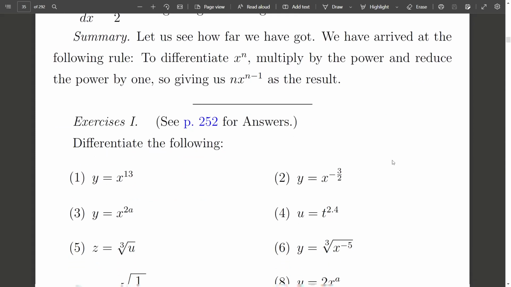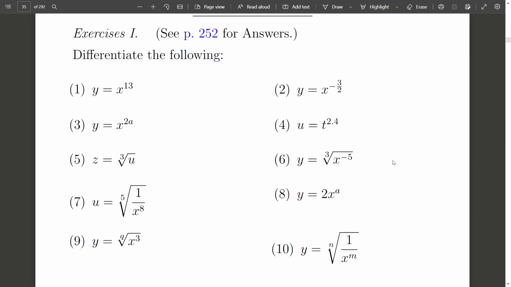Exercises. Answers shall be displayed in 10 seconds.